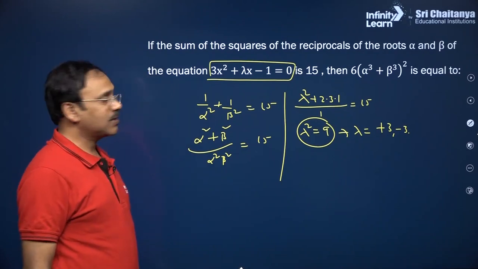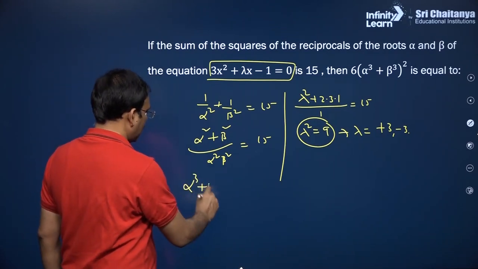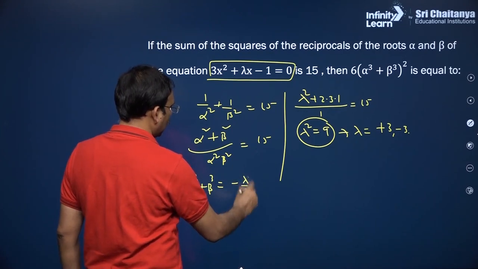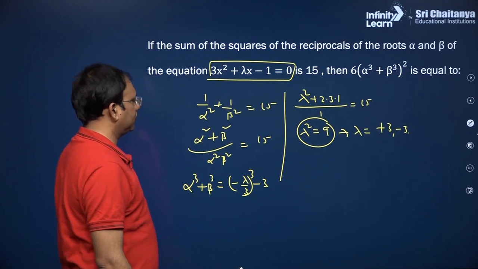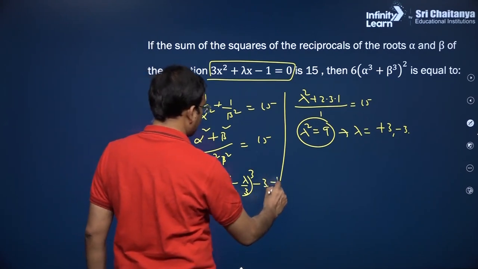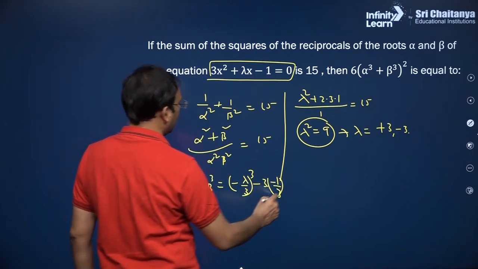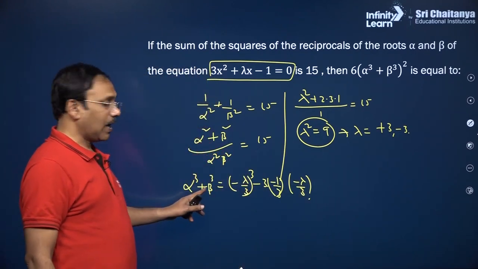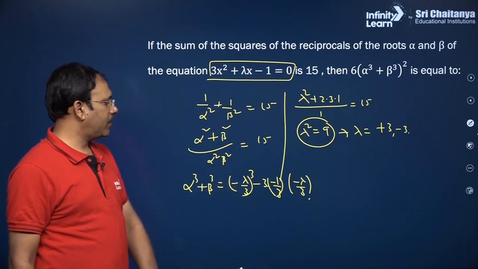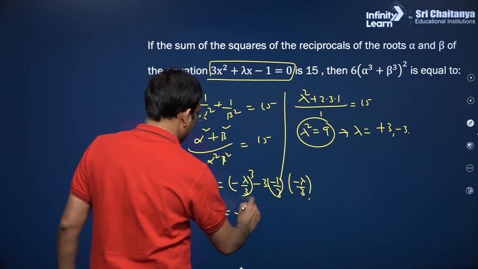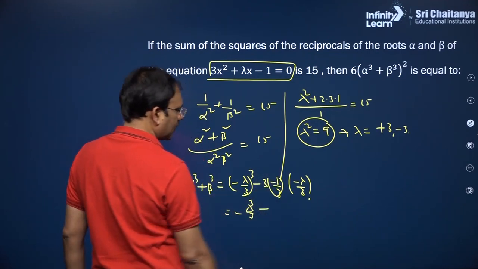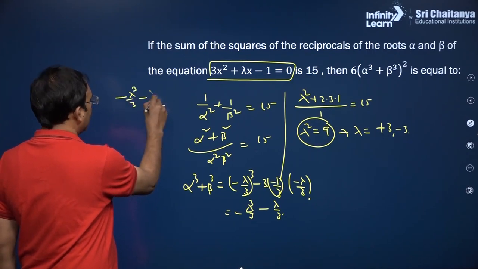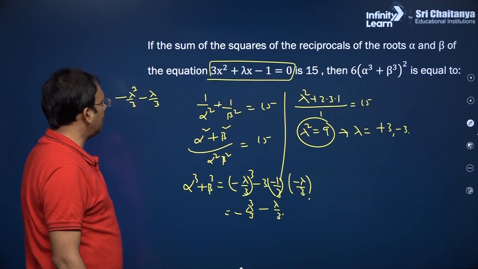Okay, fine. Alpha cube plus beta cube. Here, can you find alpha cube plus beta cube? So alpha plus beta whole cube. Alpha plus beta is minus lambda by 3 whole cube. Minus 3 alpha beta, okay, 3 alpha beta is minus 1 by 3 into alpha plus beta, which is again minus lambda by 3. You see, alpha cube plus beta cube means alpha plus beta whole cube minus 3 alpha beta into alpha plus beta, I have written, that is minus lambda cube by 3. So these two get cancelled, minus lambda by 3, my dear friends. So you will get minus lambda cube by 3 minus lambda by 3. So here lambda can be 3 or minus 3.